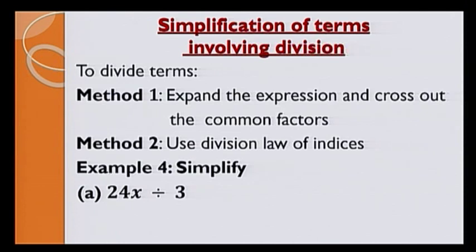24x divided by 3. 24 divided by 3, we are going to get 8. 3 divided by 3, we are going to get 1. Simplifying the numerator, we are going to get 8x. Simplifying the denominator, we are going to get 1. 8x divided by 1 will give us 8x.